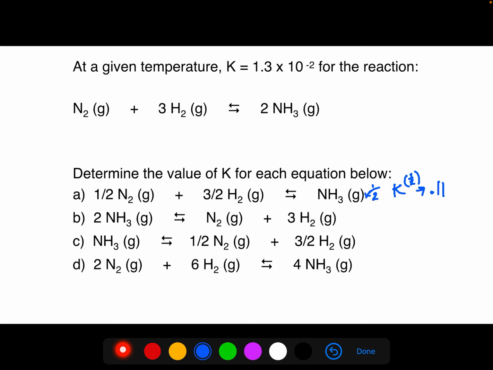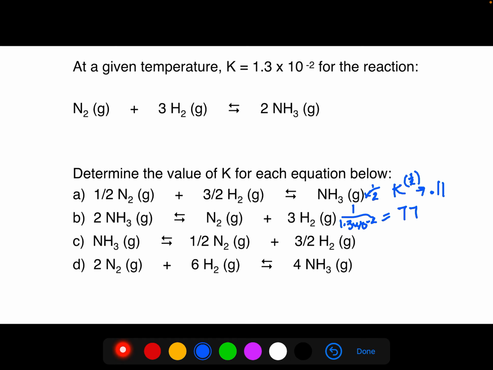If we look at letter B, this reaction is flipped when compared to the original reaction. So we said when the reaction is flipped, you have to take the inverse of K. So we're going to have to do 1 over K, which is the 1.3 times 10 to the negative second. So whenever we put this in, we end up with, I'm going to leave it 2 sig figs, about 77 would be our new K value there whenever we're looking at the inverse.